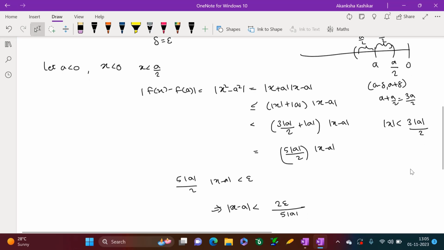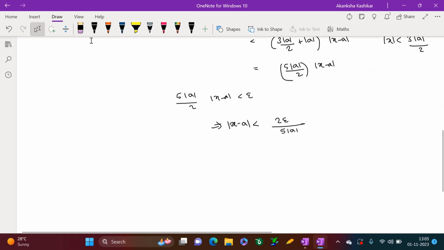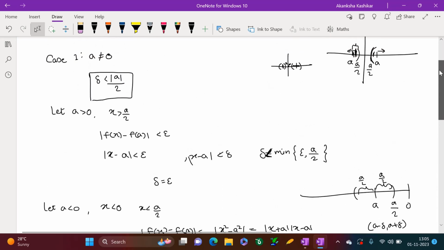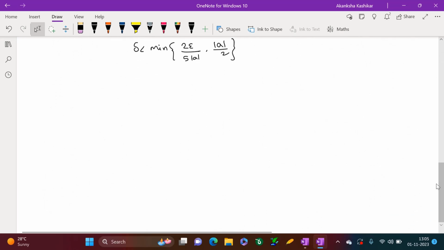So we are going to choose delta, which is less than minimum of 2 epsilon upon 5 mod a comma mod a by 2. Okay, we are going to choose delta which is less than minimum of these two quantities, 2 epsilon upon 5 mod a comma mod a by 2. Okay, with that delta it should work. So we have now considered the cases where a is less than 0 and a is greater than 0. Now let me consider the case a equal to 0, because that is now slightly different.